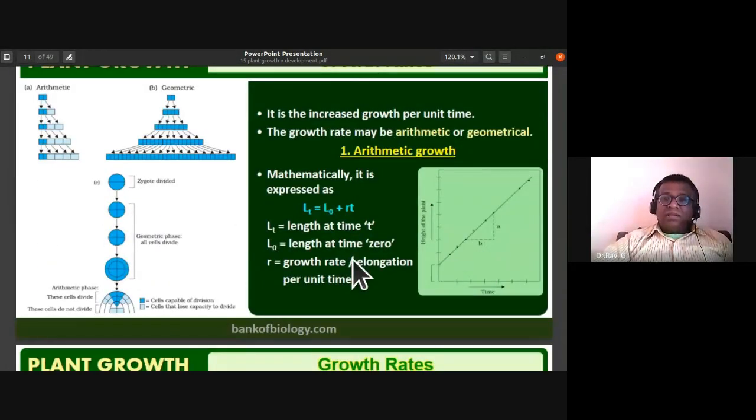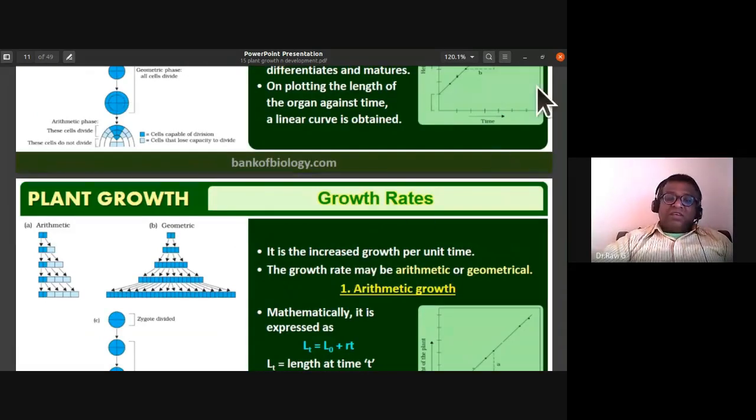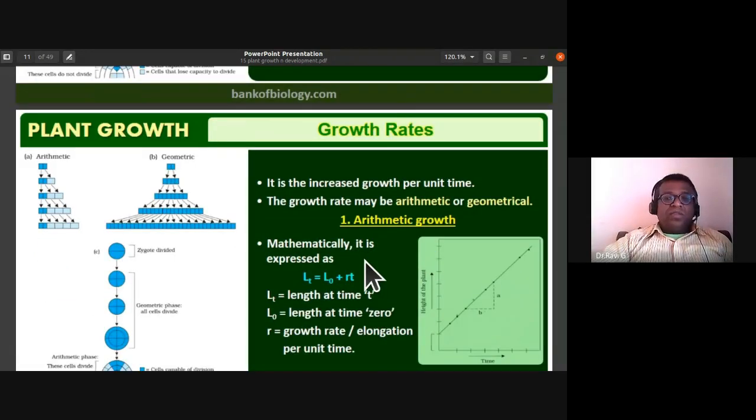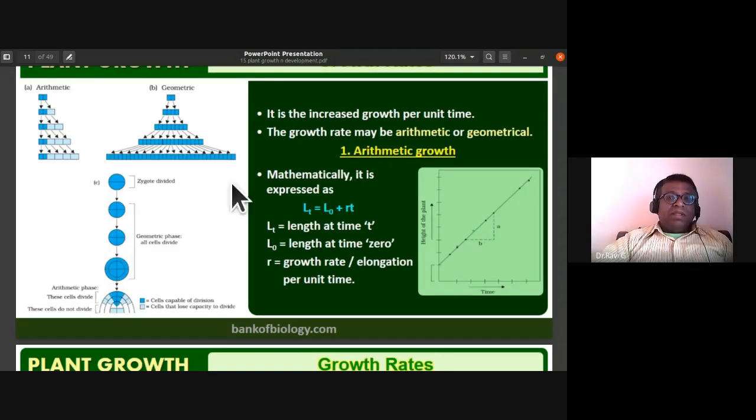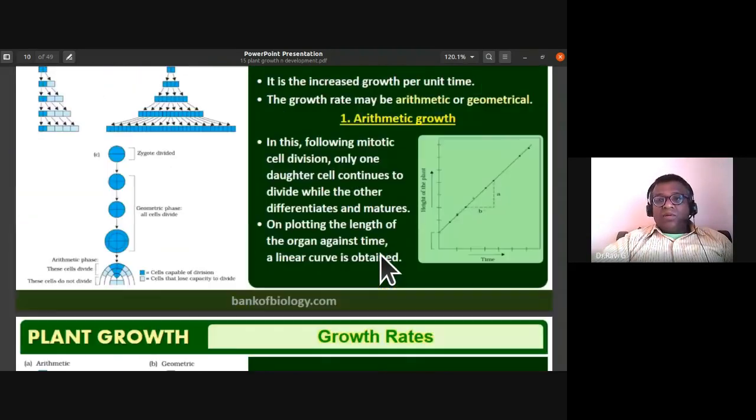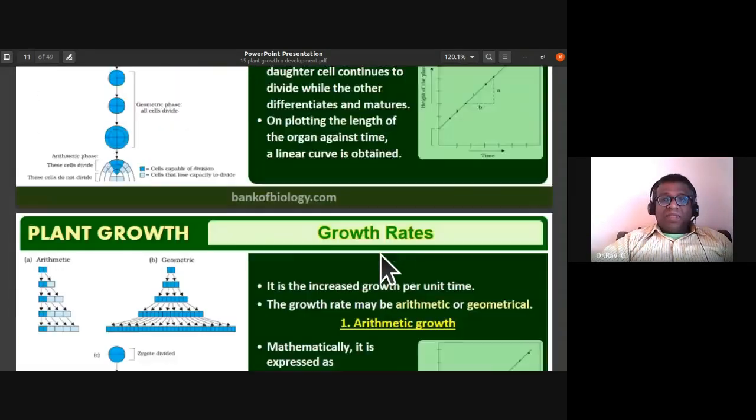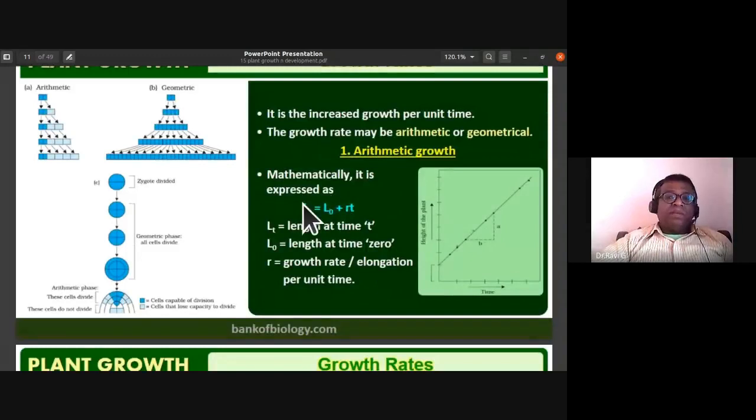It is the increased growth per unit time. The growth rate may be arithmetic or geometrical. So the arithmetic growth you can also see mathematically. It is expressed as Lt equals L0 plus rt.